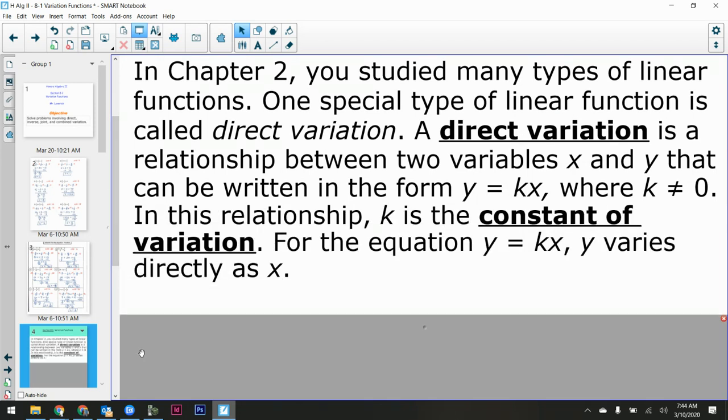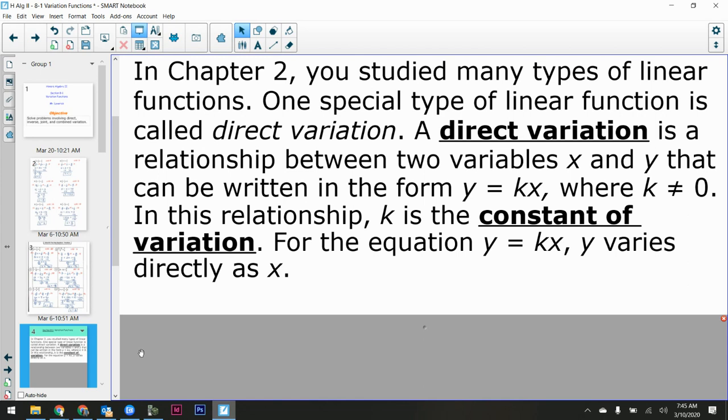In chapter 2, we studied many types of linear functions, one special type. A direct variation is a special type of linear function. Not all linear functions are direct variations. Take y equals 2x plus 5. That's a linear function, but it's not a direct variation because it does not run through the origin. A direct variation is a relationship between two variables, x and y, that can be written in the form y equals kx, where k is non-zero. So y equals negative 3x is still a direct variation, and y equals 5x is a direct variation. Y equals a number times x.